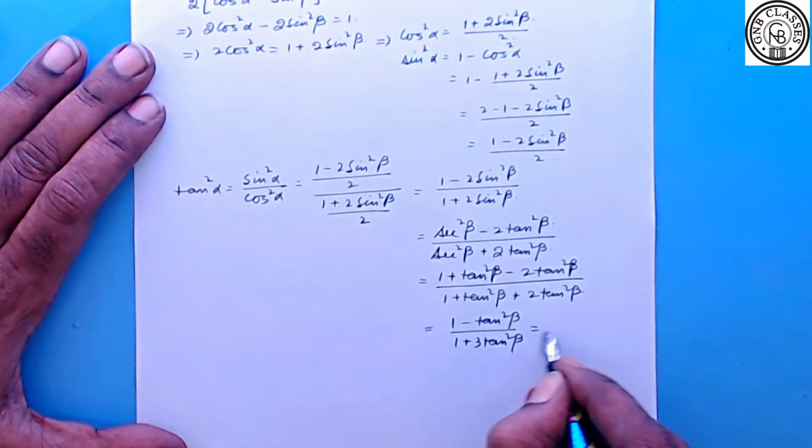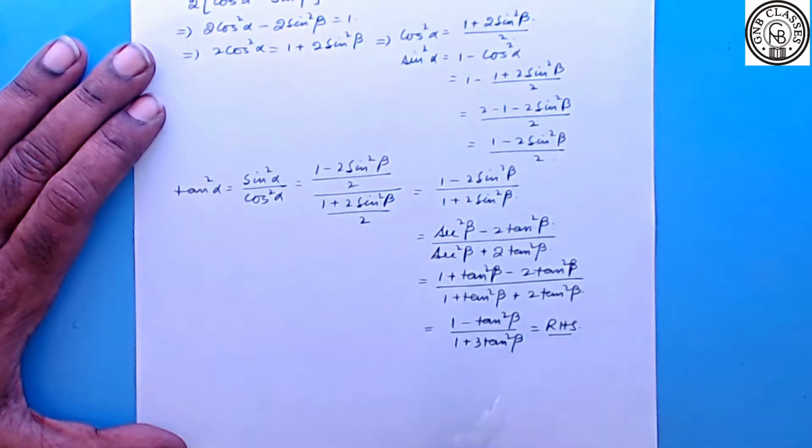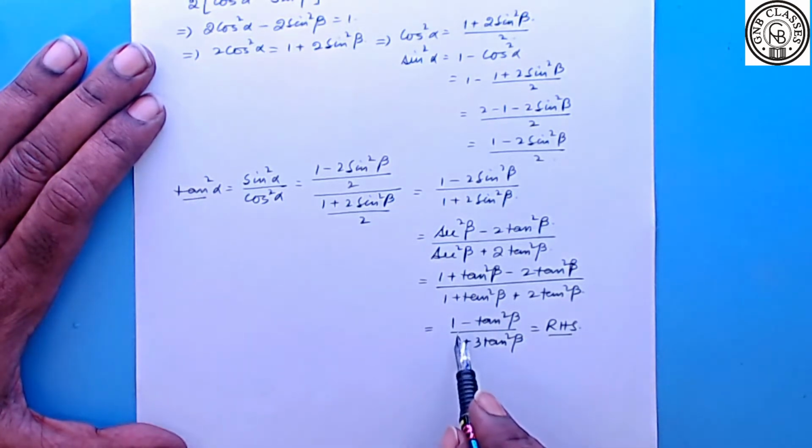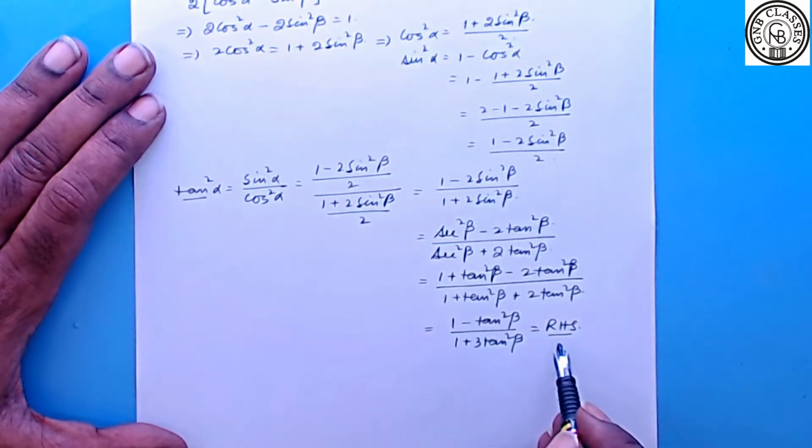Is it clear? Which is nothing but your right hand side. So we have proved that tan square alpha is (1 minus tan square beta) by (1 plus 3 tan square beta), which is our right hand side. Have you understood this problem clearly? Okay.